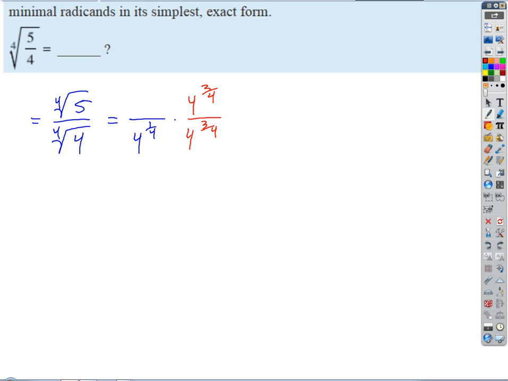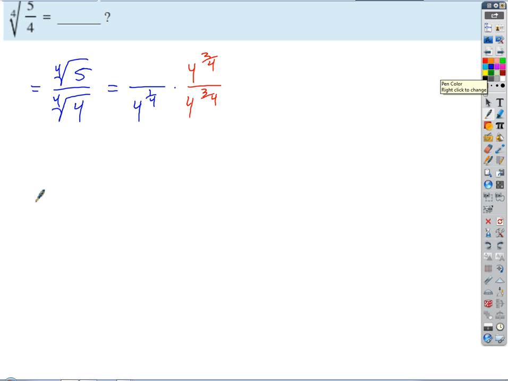So let's take the same problem and rewrite this as the 4th root of 5 over the 4th root of 2 squared. Now what do I have to multiply top and bottom by? On the bottom I've got 2 to the 2/4. What do I need to multiply the bottom by to get an integer exponent? I have 2 to the 2/4 right now. So you have to multiply it by 2 to the 2/4. See what I'm saying?